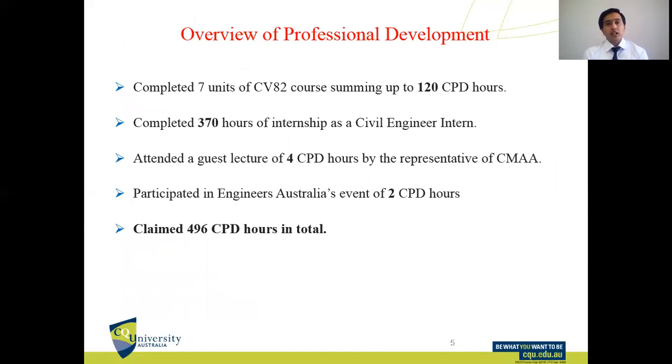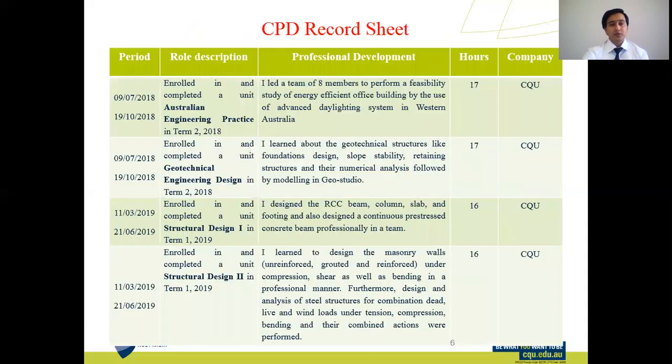Altogether, during my course, I have completed 8 units, and I have claimed 120 CPD hours from 7 of those units, and the other unit being intensive, I have claimed 370 hours of intensive work experience. I also attended a guest lecture of 4 CPD hours, 2 hours of lecture and 2 hours for reflection. I also participated in an Engineers Australia event, which was 2 CPD hours. I have claimed altogether 496 CPD hours.